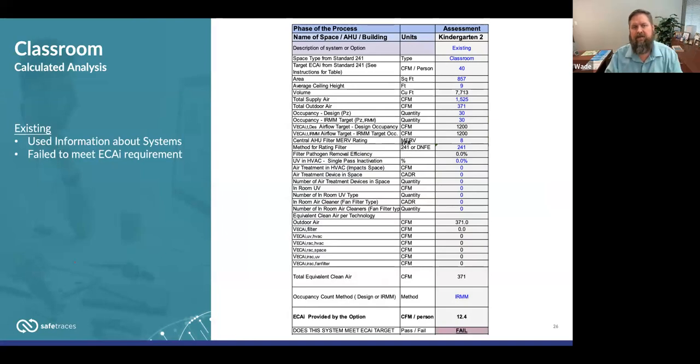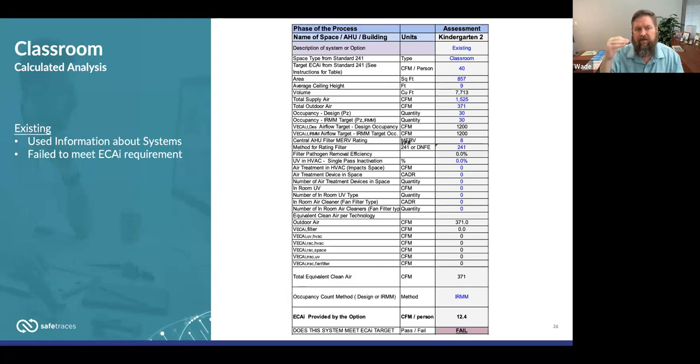And so as you go down, we're dealing with a classroom. You have the target ECAI, which is 40. You're dealing with the area and the ceiling height. Anything that's in blue that you can see is a number that is expected that you would be inputting. So you've got the supply air and the total outdoor air, the numbers that Phil just talked about. And then you've got your design occupancy as well as your IRMM target occupancy. And then as you walk down through it, you are looking at your MERV rating of the filter and your air handling unit of source.